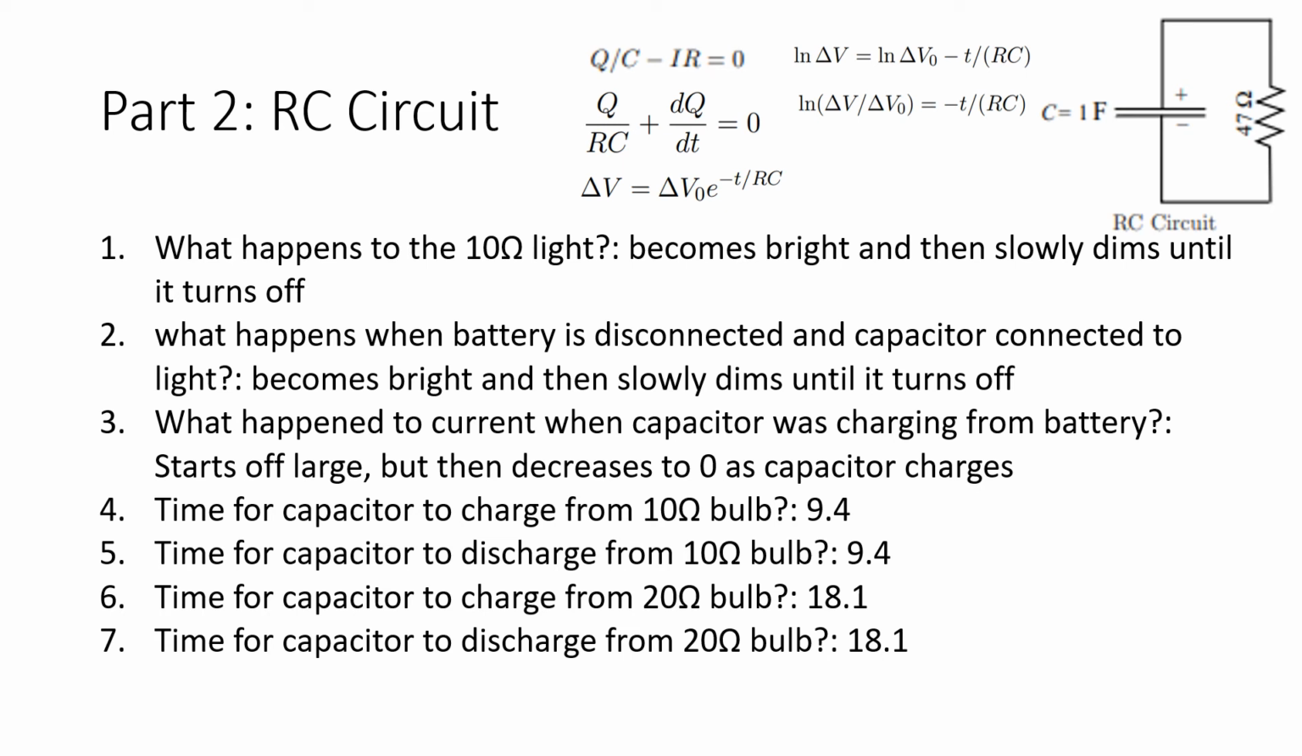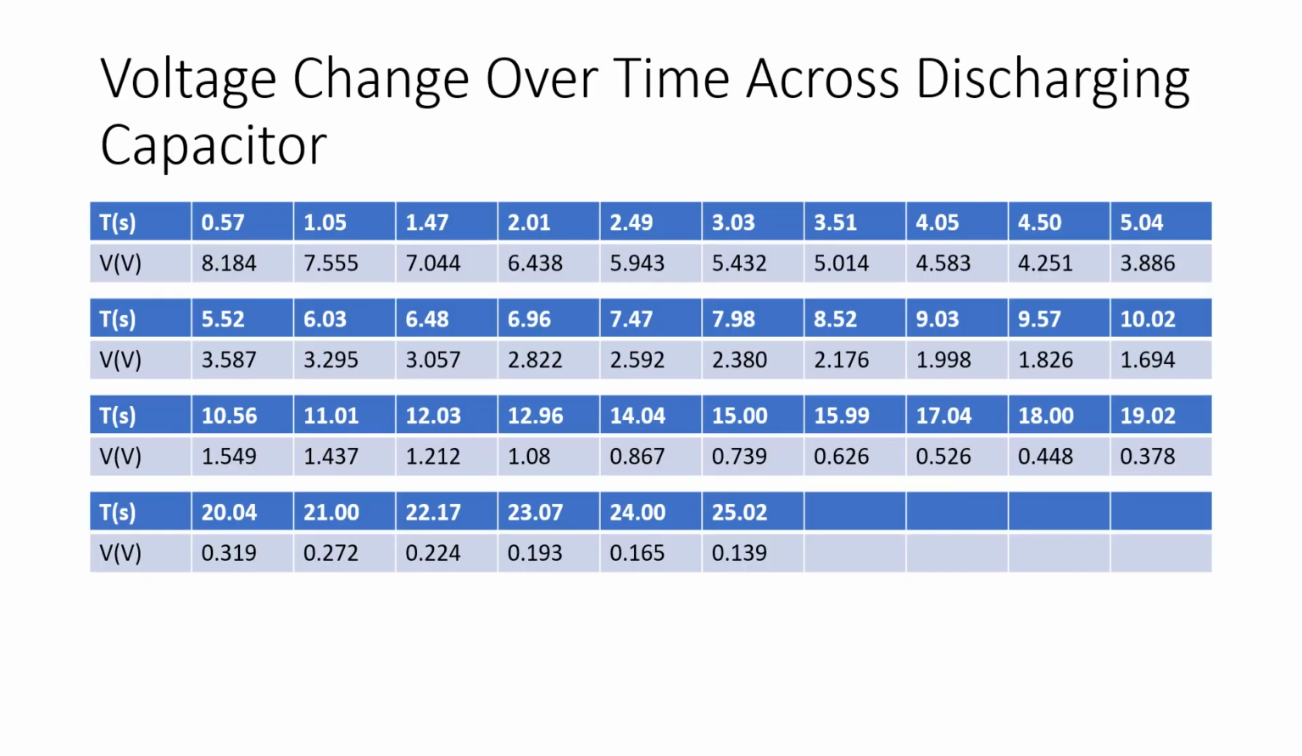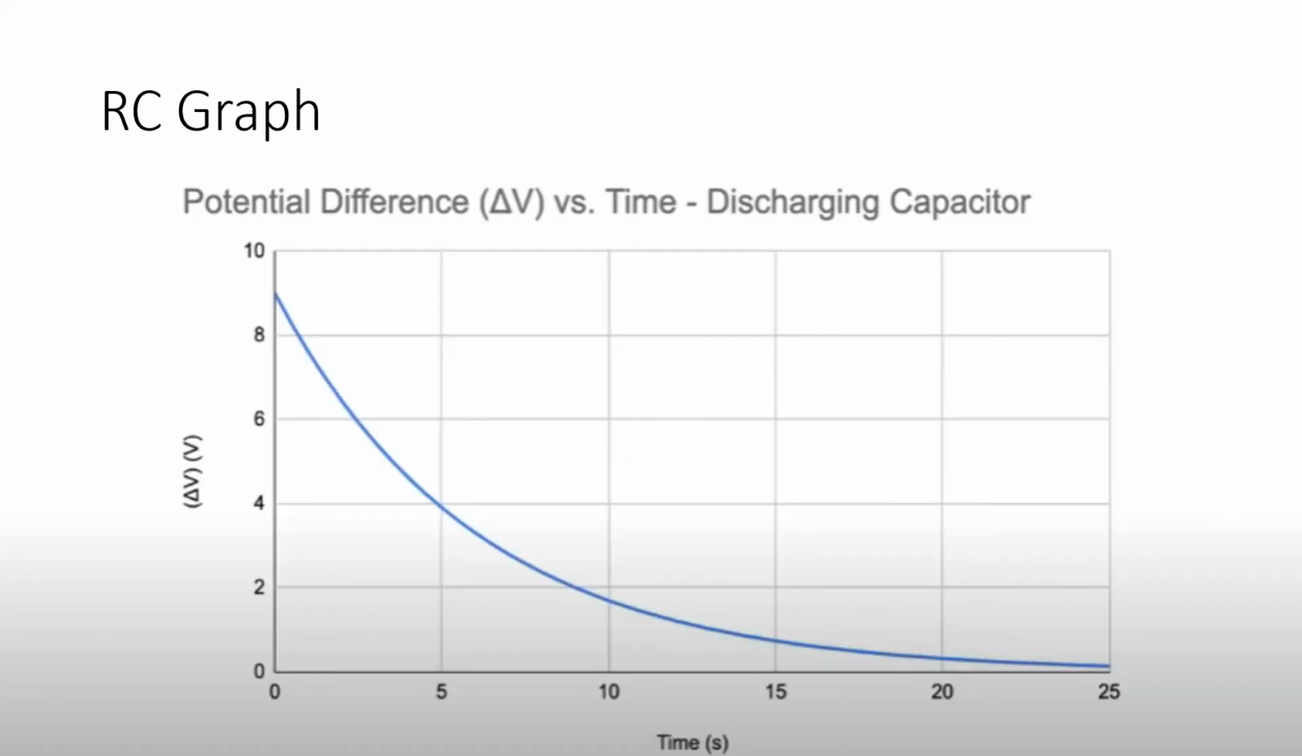The time for the capacitor to charge and discharge is 9.4 seconds, and the time to charge it from the 20 ohm bulb is 18.1 seconds. Here's the graph of the voltage change over time across the charging capacitor, and basically it follows this kind of curve, the change in voltage over time.